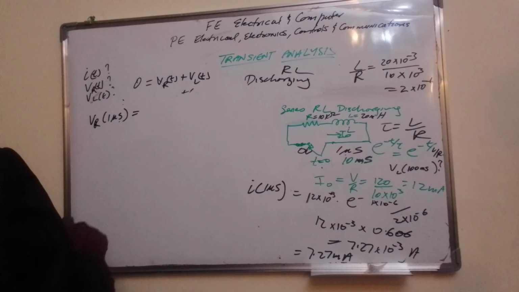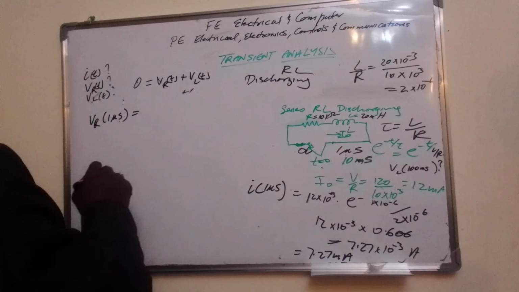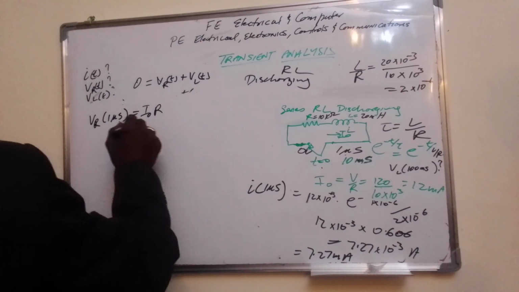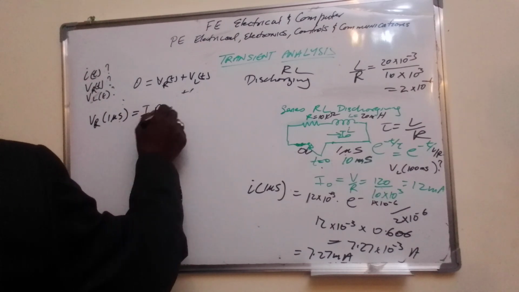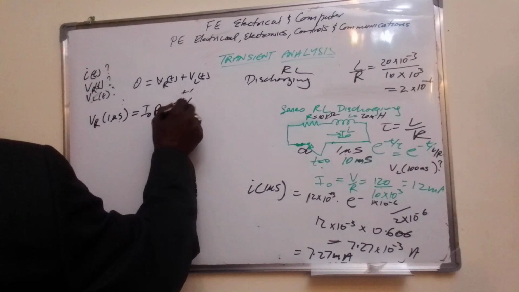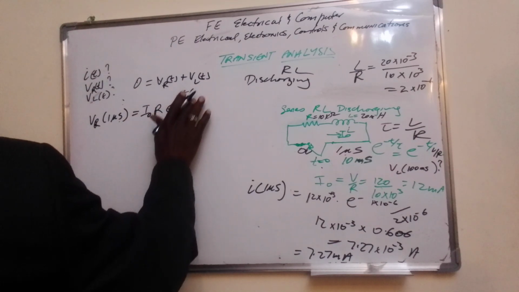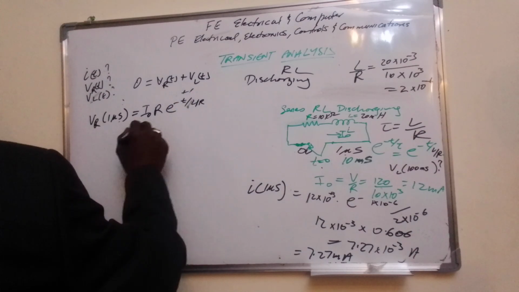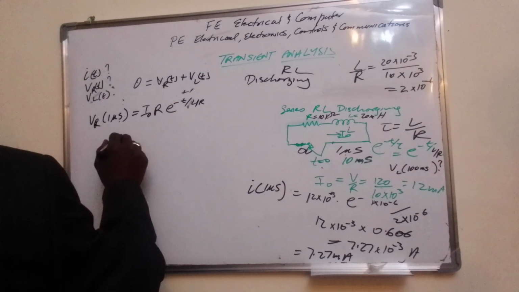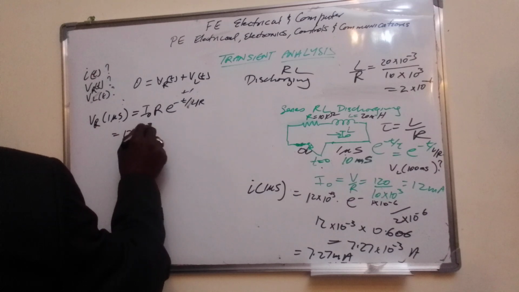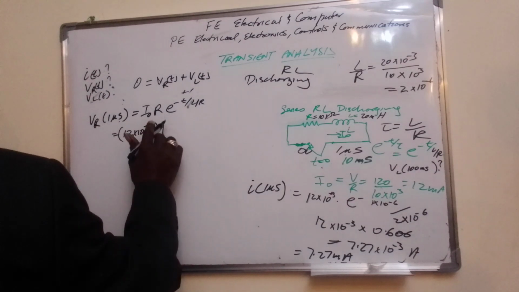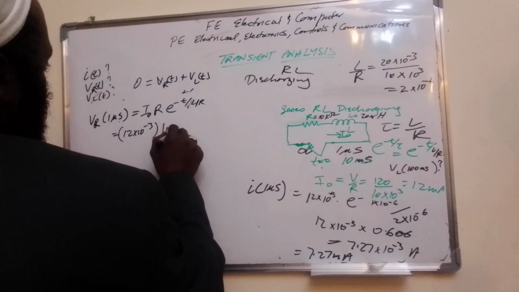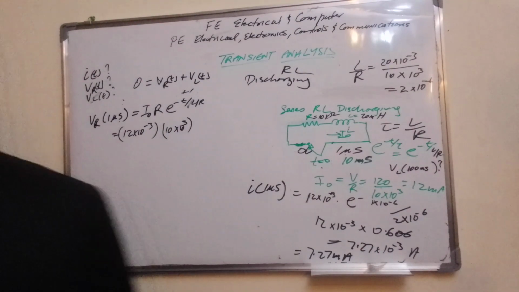And according to the discharging equation, V sub R is going to be I sub naught R e to the minus t over tau, which is L over R, right? This is L over R. That's the equation we're using. So I sub naught is 12 times 10 to the minus 3. And R here, what's R? Resistor is 10K, right? 10 times 10 to the third, right?